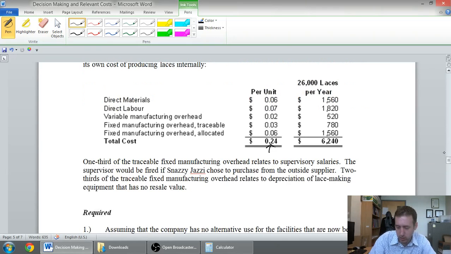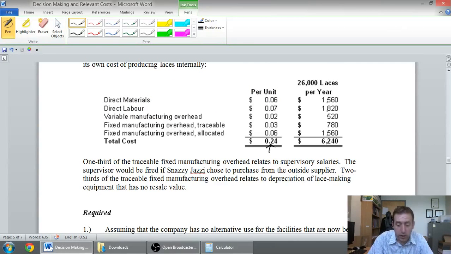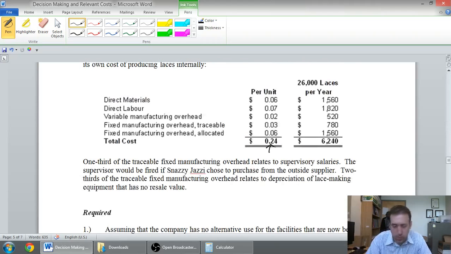We've got material, which are 6 cents a unit. Now if I make, I pay 6 cents a unit. If I buy, I don't pay anything in raw materials because I'm not making them, right? I don't need to buy the fabric that goes into laces because I don't need any laces. So there's going to be no direct materials cost. So absolutely, that's a relevant cost. Direct materials of 6 cents. Direct labor of 7 cents. Yeah, if I make, I need to have labor working on laces, a laborer working on laces. If I buy, there's no such cost for me.